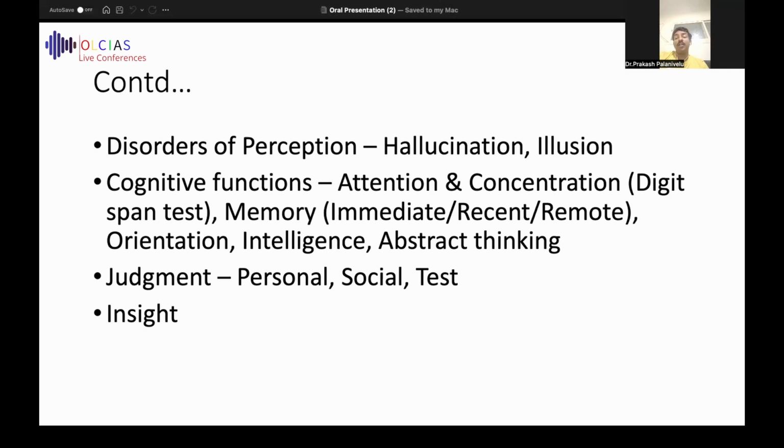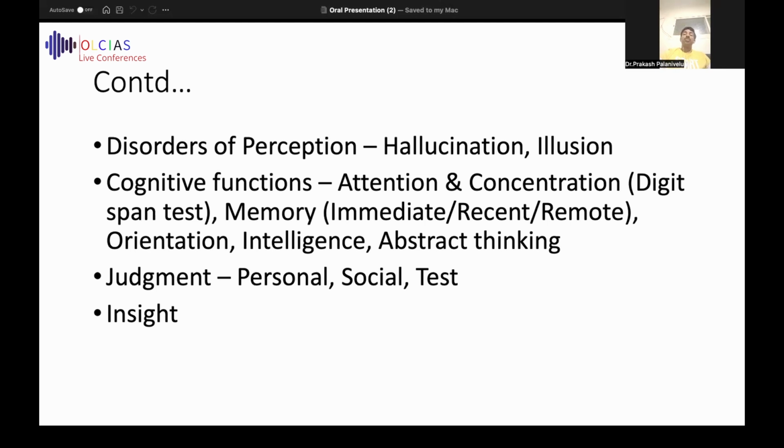In regard to cognitive functions, we can assess the attention and concentration of the patients. We have a digit span test, digit forward and backward tests. Is the patient able to repeat the span of numbers immediately or not? Is the patient able to do some simple subtraction or not? From that, we can come to a conclusion about their attention and concentration. And we can assess their memory status, that is immediate, recent, and remote memory. We can check how well the patient is oriented to time, place, and person, and assess the patient's general intelligence and abstract thinking.